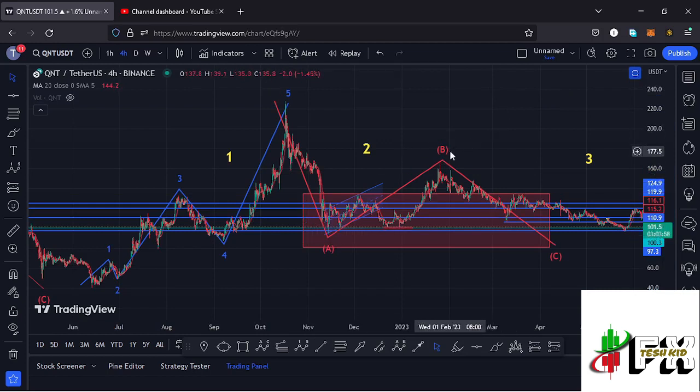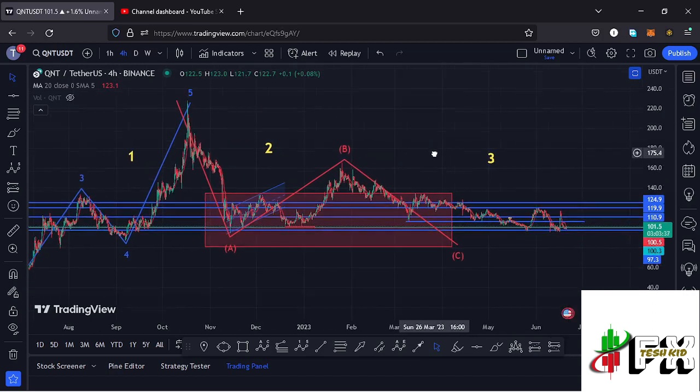There are two possible scenarios that I've been tracking here on the Quant chart. The first one is that there are high chances that Quant has been able to put in place the low for this second wave at around the $94.3 mark. And if that is the low for this second wave, then soon I'm expecting Quant to give us a very impulsive move to the upside in the formation of this larger Elliott wave count 3.